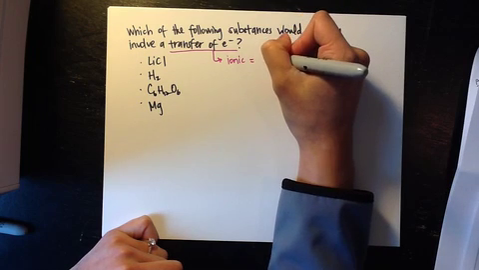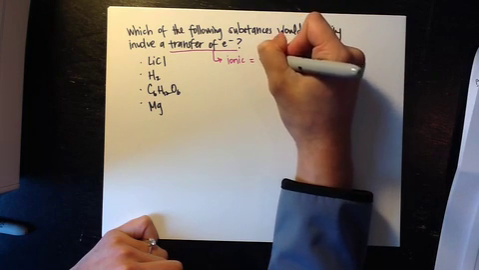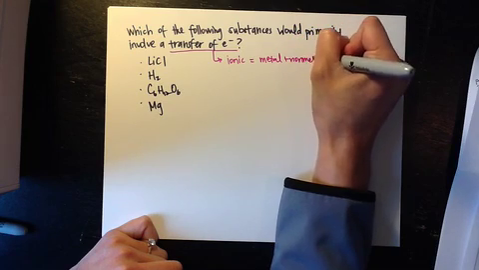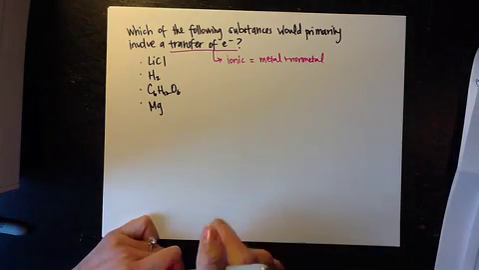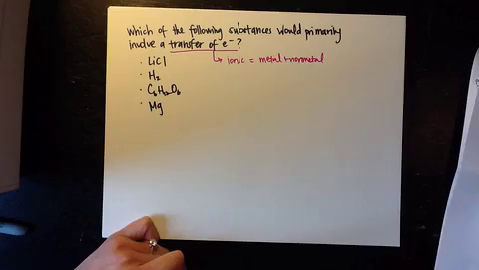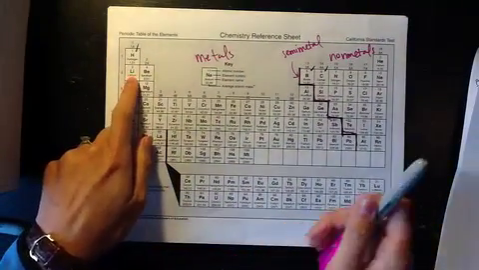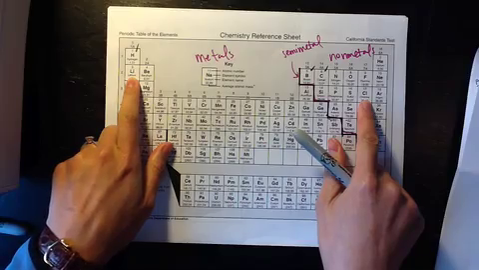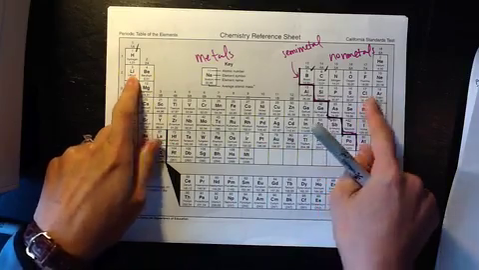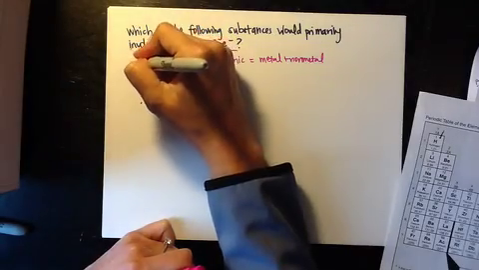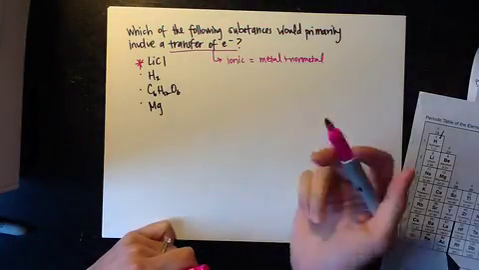And we know that for ionic compounds, that's a metal and a nonmetal. So there's a bunch of stuff here. Let's go ahead and take a look at our periodic tables. I'm going to look at Li and Cl first. Oh, look at that. It's a metal and a nonmetal. Don't even bother looking at the other ones. Your correct answer is LiCl.